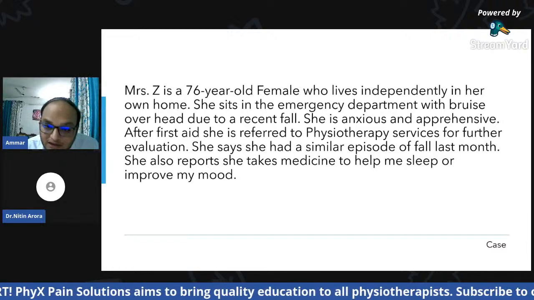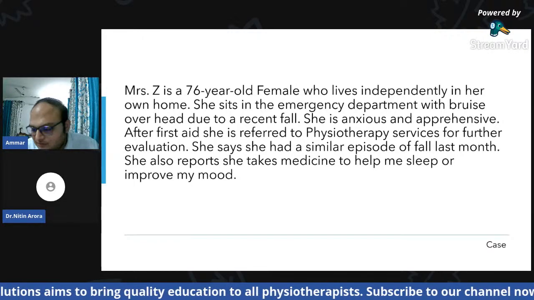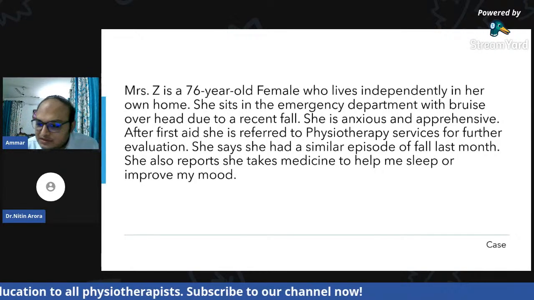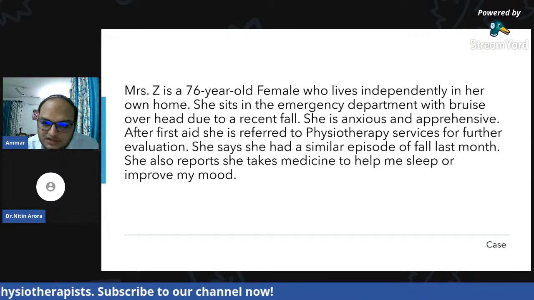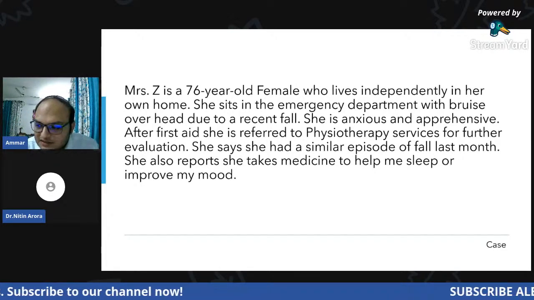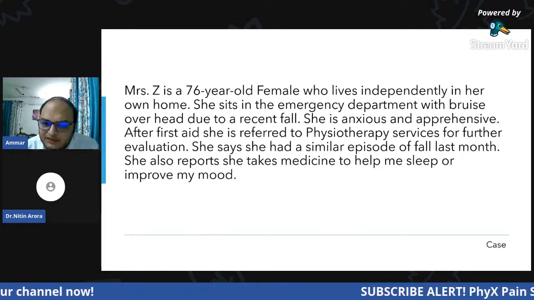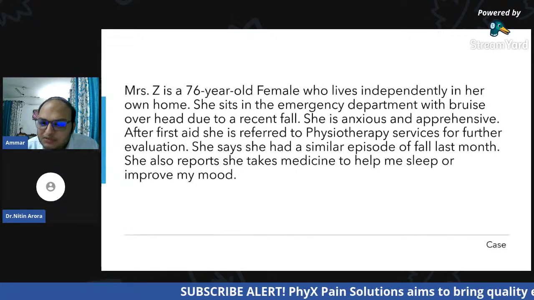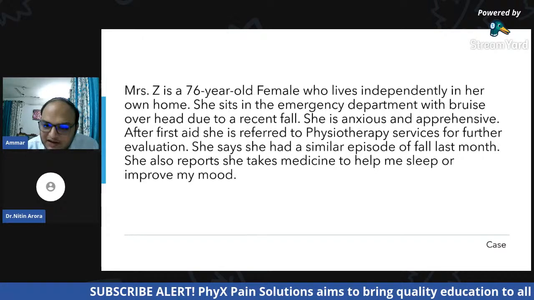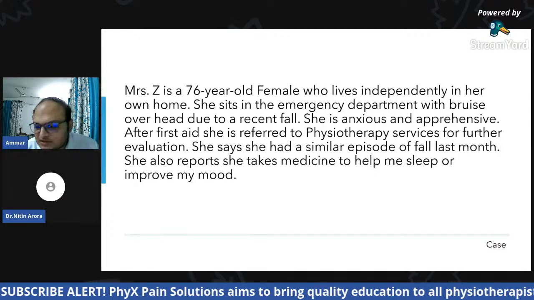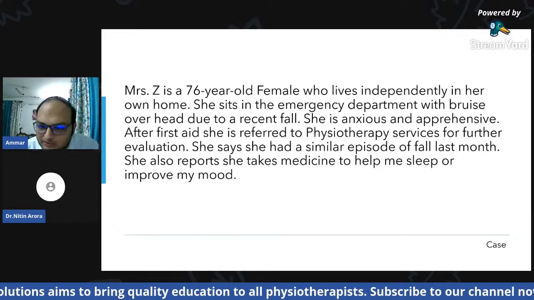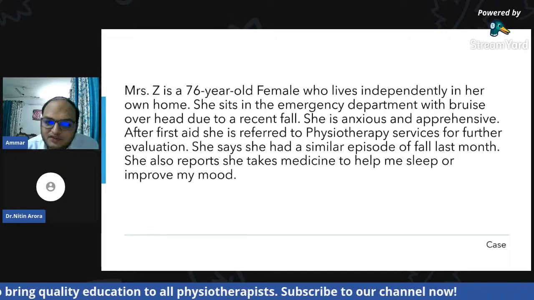जहाँ पे she tells that she had a fall. And because of the fall, there's a slight bruise on the head, which normally happens. She's anxious and apprehensive. And after the first aid, because it's a case of fall, a case of balance problem, the surgeon or the attending staff sends her to physiotherapy. Normal routine practice, what happens? तो उनको physiotherapy department भेज देंगे for further evaluation.